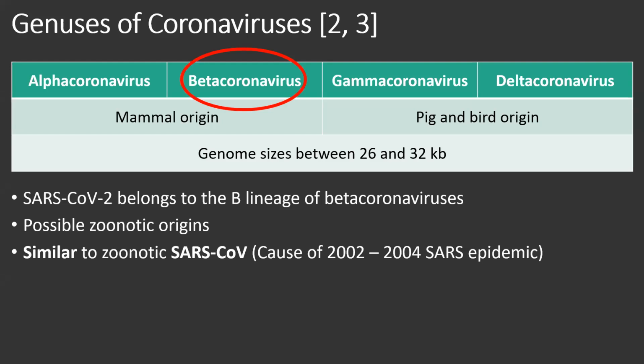coronaviruses, the beta coronaviruses may cause dire disease and morbidities, while alpha coronaviruses cause asymptomatic or slightly symptomatic infections. So SARS-CoV-2, the cause of COVID-19, belongs to the B viral lineage out of 4 lineages of the beta coronaviruses, and is actually quite similar to the SARS-CoV virus with a zoonotic origin, which caused the 2002 to 2004 SARS epidemic.